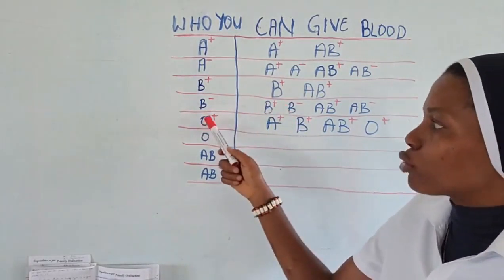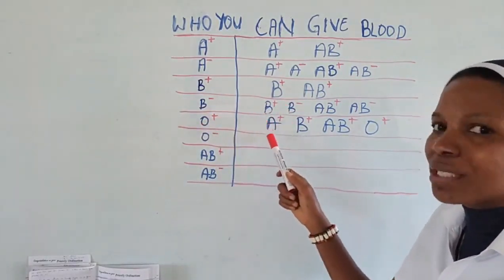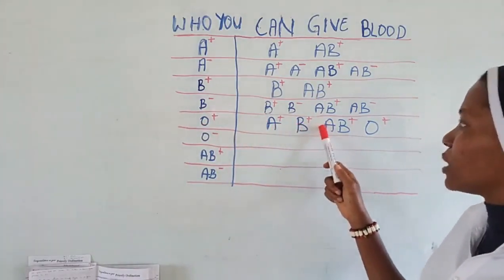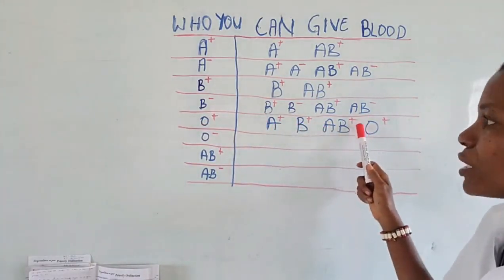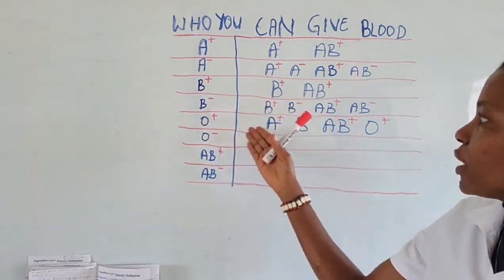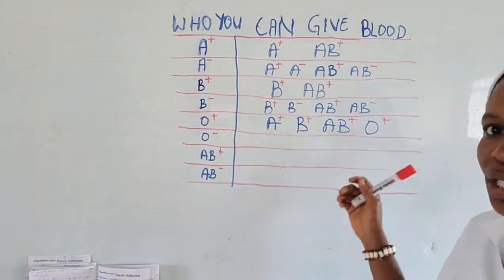So an individual with O positive can give blood to an individual with A positive, B positive, AB positive, and O positive. There won't be any reaction if the individual with O positive gives blood to any of these blood types.